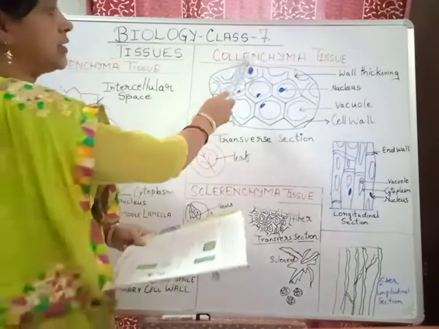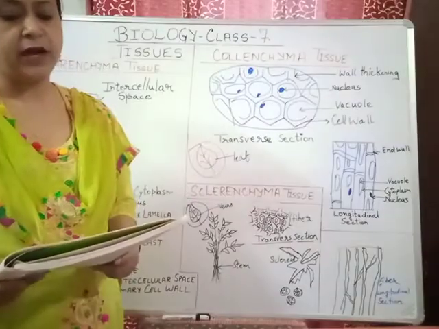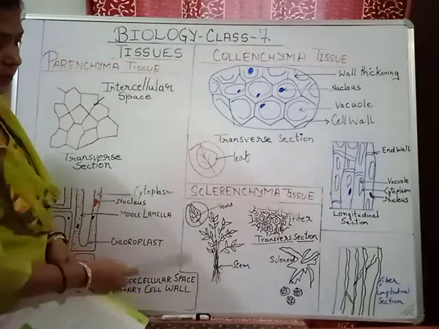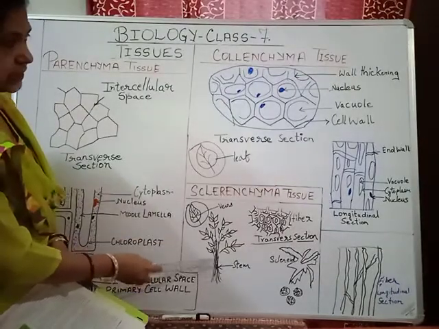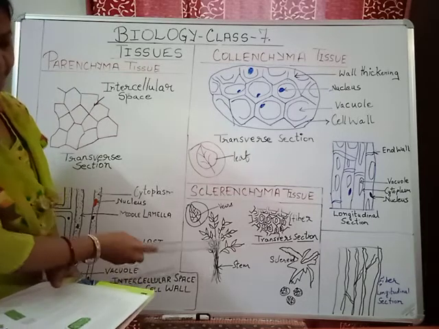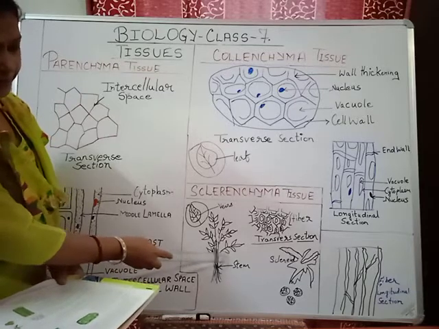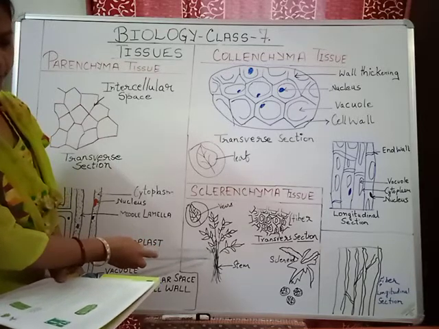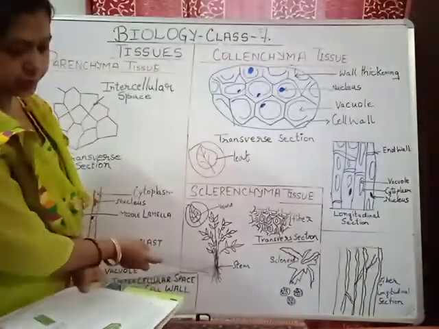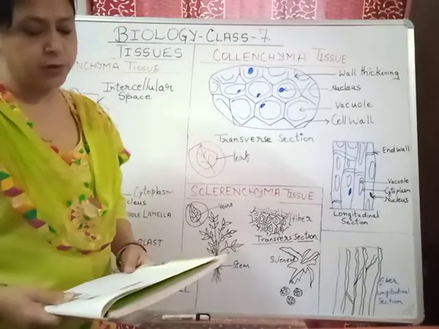Let's see collenchyma tissue. Location: it is usually found beneath the epidermis of the stem. Children, can you see this plant? The stem part. This is the part where the petiole gives rise, where the leaves begin, in the dicot plant. Collenchyma is usually absent in monocot stem and monocot root.